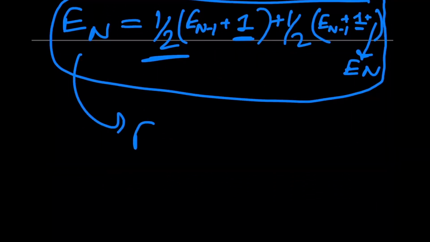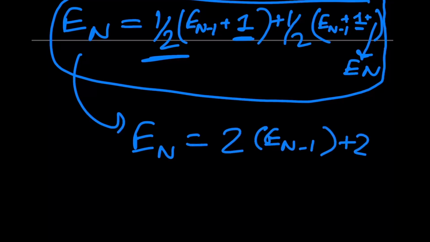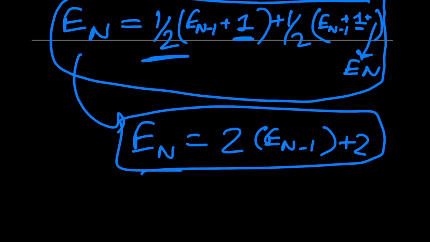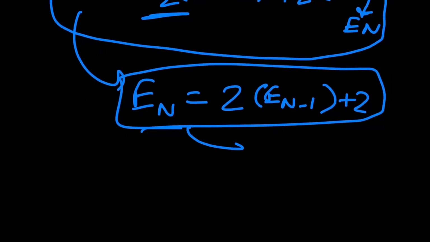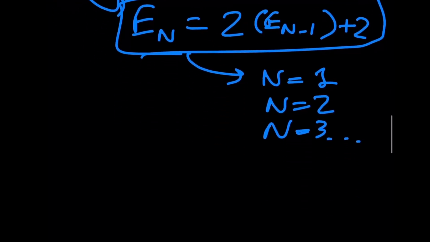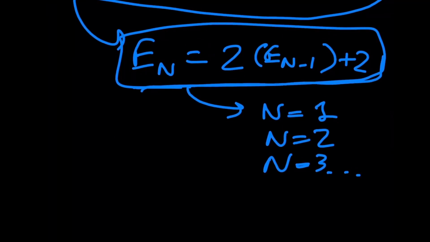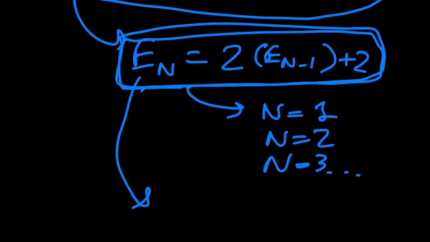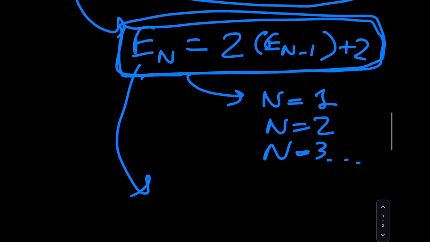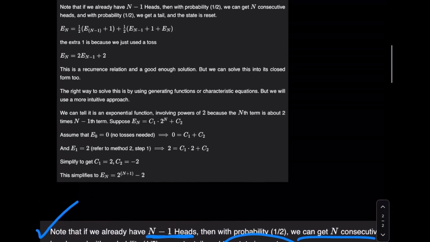This basically boils down to E of n is equal to twice E of n minus 1 plus 2. Now this is the recurrence relation, and you could use this to calculate the expected number of coin tosses required to get n consecutive heads for n equals 1, 2, 3, and so on. This is the answer in the recurrence form. You could also calculate the explicit closed form, and for that you need to use a bit of math. So I'll just show you the Brainstellar solution.